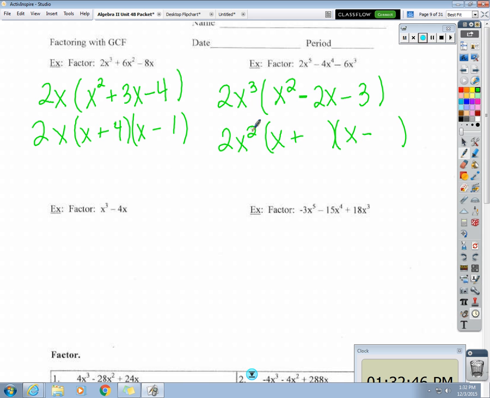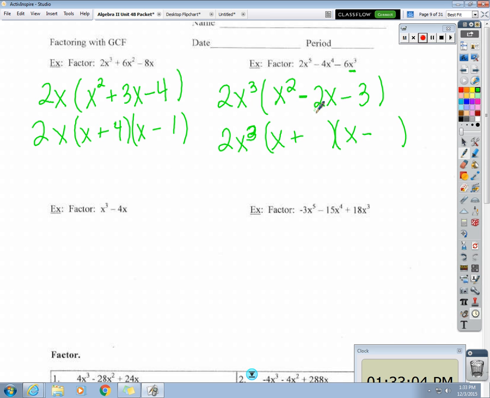Oh, this is a mistake. I meant to write cube. Oh, because your x cubed is your smallest variable of the 3. You have x to the 5th, x to the 4th, x to the 3rd. You pull out the smallest one. And this was just a typo. I meant to put 3.